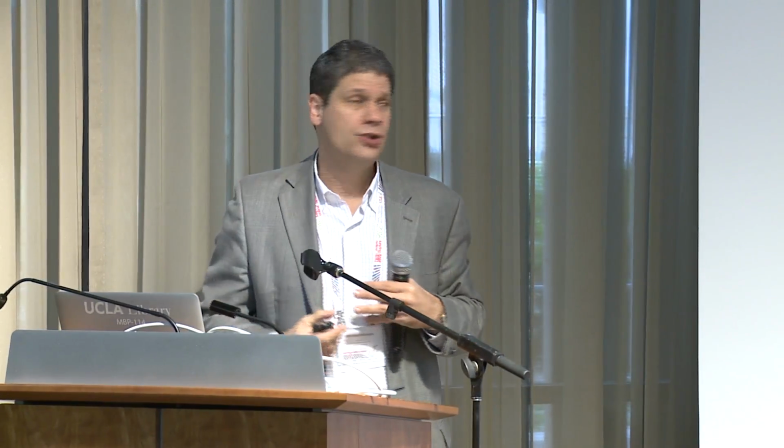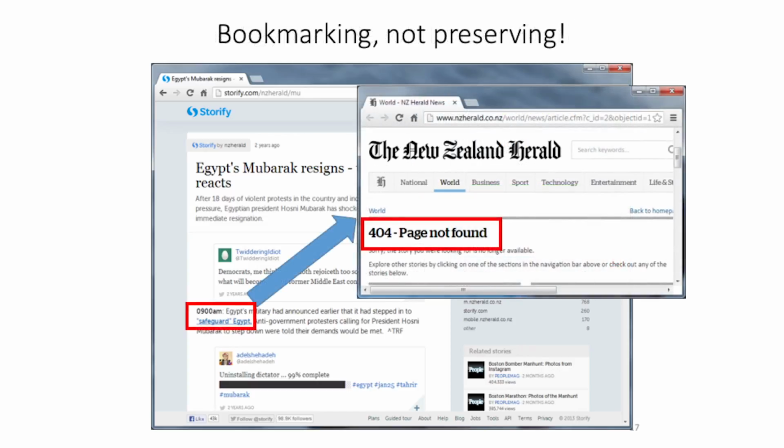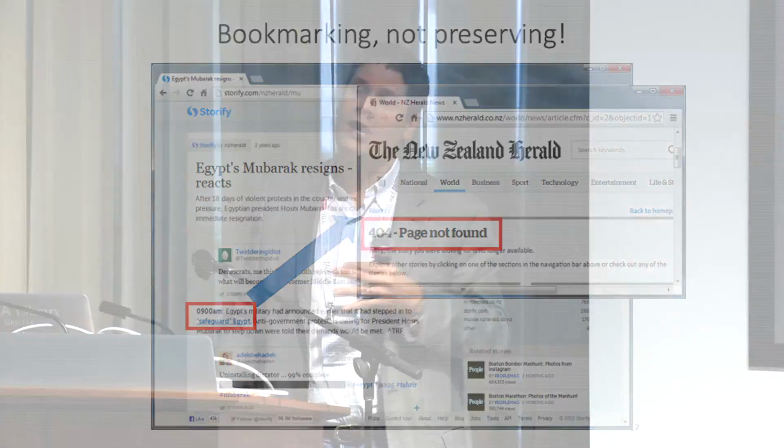Why don't we just use Storify? Well, there are some limitations. So Yasmin went and found this story in Storify about the Egyptian revolution, and of course you know what's coming, right? Click on the first thing and it's 404. So Storify and all of these things are really nice, but they're kind of just fancy ways to arrange bookmarks, and there's no actual preservation behind it, because of course nobody thinks about preservation on that.